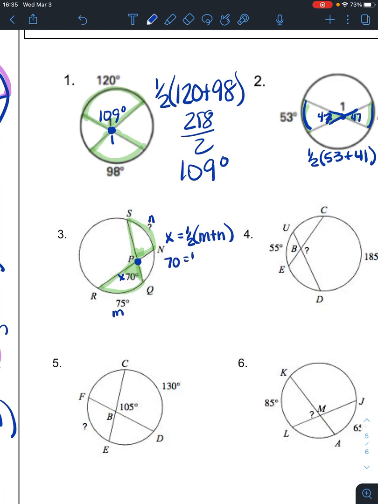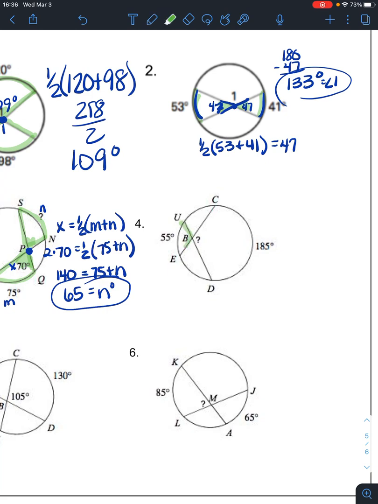Okay, so the angle, which is 70, is equal to half of m, which is the arc, plus the other arc. So you have several ways that you can handle this. I think the easiest is let's multiply this side by 2 and get 140. So those 2 arcs together should add up to 140. So you want to double your angle, and those two arcs should add up to 140. So you take 140, and now we subtract 75, and we get that n is 65. So SN, or n, is 65.